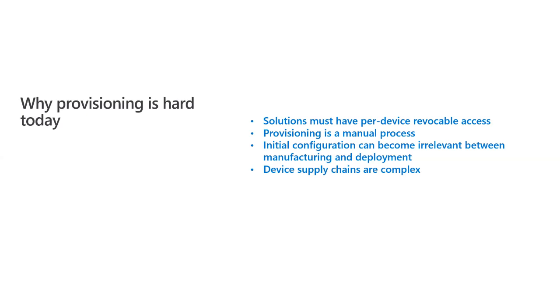The initial configuration can become completely irrelevant between manufacturing and deployment. I'll get into that scenario shortly, but you can imagine a device just sitting in storage and inventory, and then when it goes to use, maybe in a different country, you have to think about that deployment in those different areas and how that changes depending on how the device is being used. Next, device supply chains are complicated and super complex, and we'll dig into that in just a moment. So those are the top reasons why provisioning is hard.